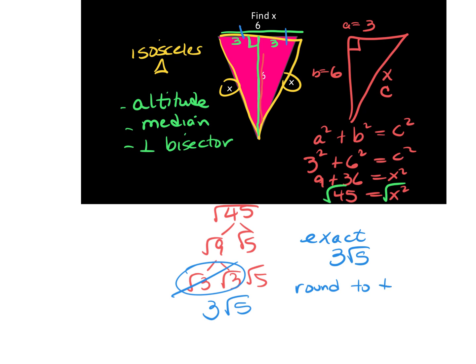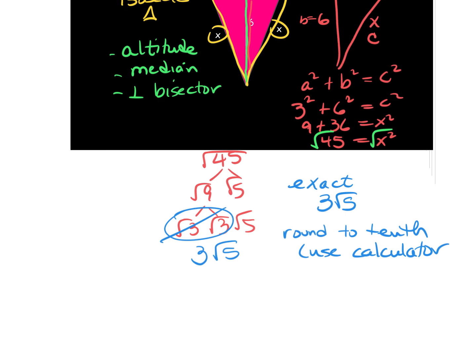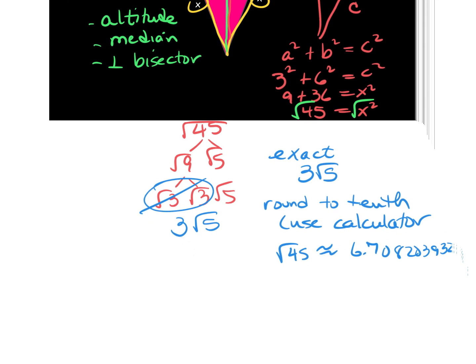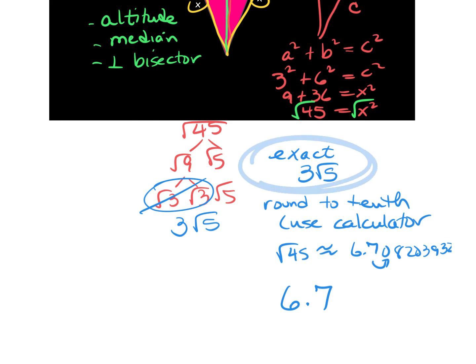However, if it says round, say for example, to the tenths place, this is where you're going to use your calculator. We find the square root of 45, and on your calculator it is equal to 6.708203932. Rounded to the tenths place, the 7 looks at the 0, so it stays at a 7. So this would be the answer if it says to round it. Again, just read the questions carefully. If this were a quiz question for next week, then I want it in simplest radical form, so you're going to leave it exact.